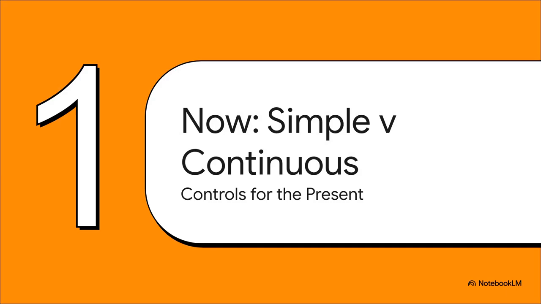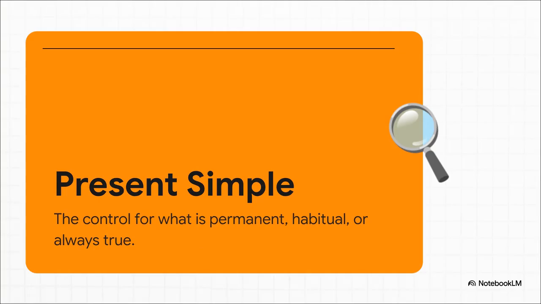Okay, first stop right here, in the now, the present. Now, our time machine has two main controls for this moment, and really getting the hang of switching between them, well, that's the very first step to becoming a master pilot of this thing. The present simple, think of this as your control for setting the baseline reality. It's for all the permanent, unchanging facts about your world. You know, the stuff that's always true or happens like clockwork.